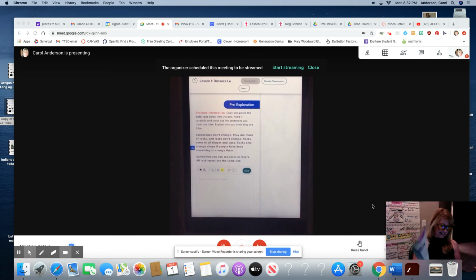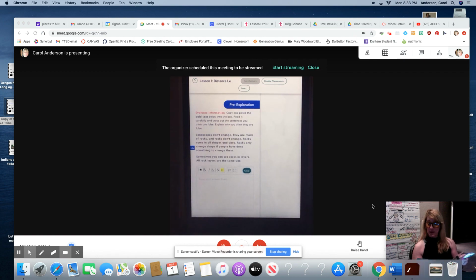All right, so please do finish the pre-exploration. Remember, our vocabulary words were landscape, weathering, and erosion. So try, and try again to use those 3 vocabulary words. Then take a screenshot of both these pages, turn it in for your assignment today, and that is it on our very first lesson of Time Travel Tour Guide.